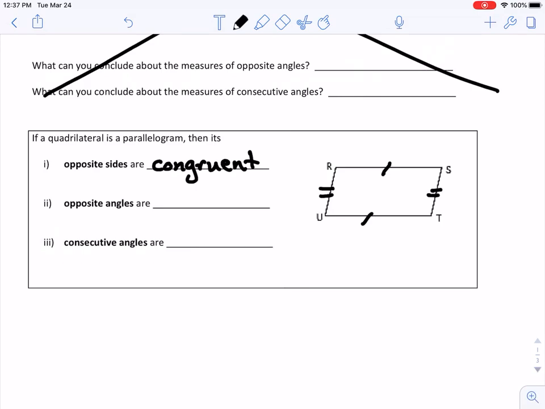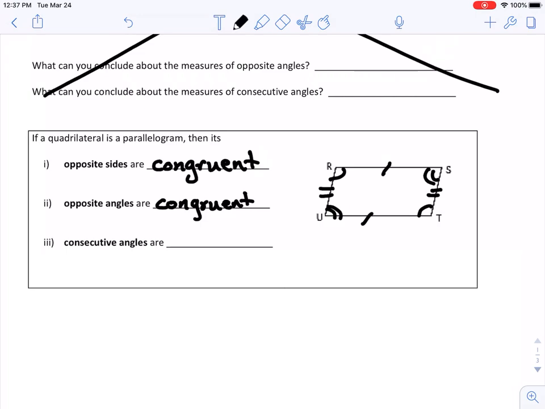The next thing is that opposite angles are congruent. So that means the angles that are across from each other also have the same measure. So that means this angle and this angle are the same, and then this angle and this angle also have the same measurement.